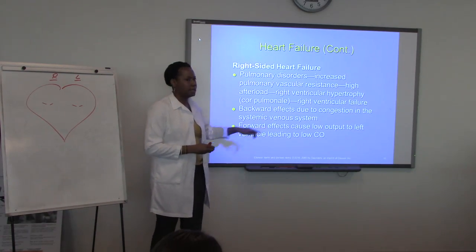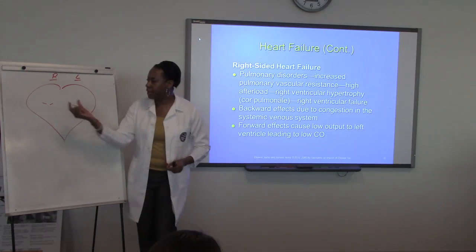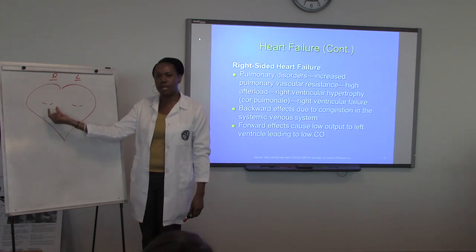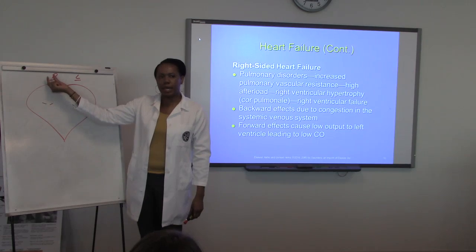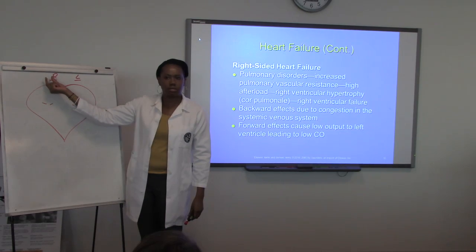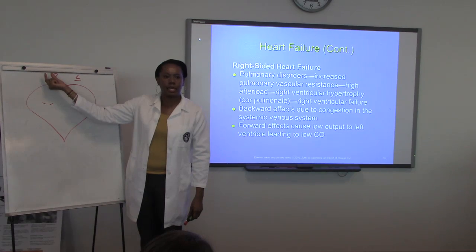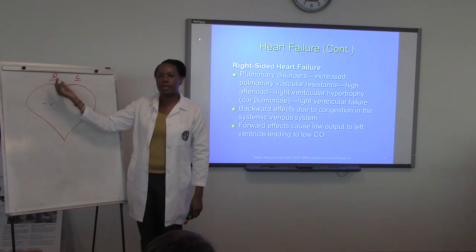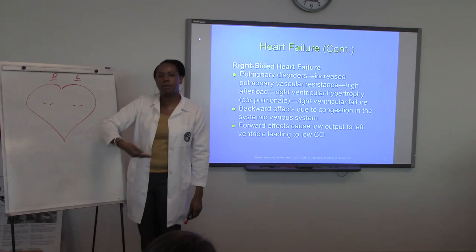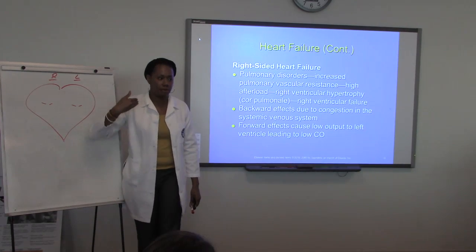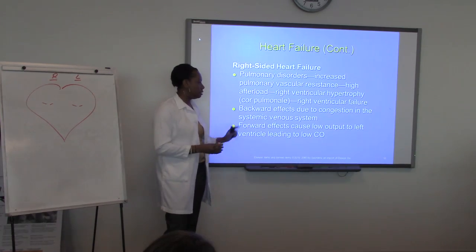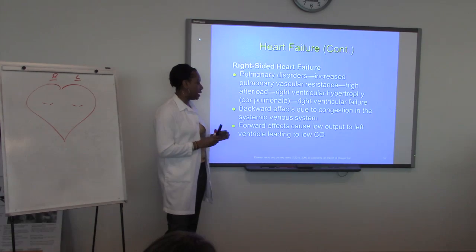Please make sure you highlight that, because if we're having a backward effect on the right side of the heart, where is it backing up to? What vessel? Very good, the superior vena cava. So understand that when we have a right-sided heart failure and a backward effect, it's going to back up into the vena cava. Okay, and then there's particular signs and symptoms from that.